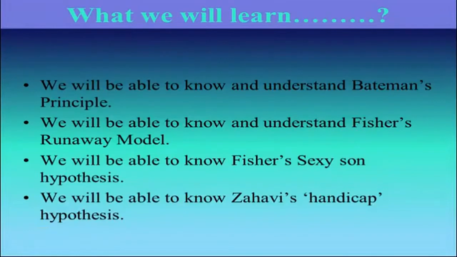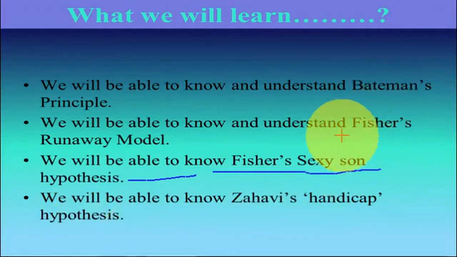In this lesson, what are we going to learn? We are going to learn Bateman's principle, which is one of the leading principles of mate selection. We are also going to learn Fisher's runaway model, and another hypothesis by Fisher called Fisher's sexy son hypothesis. We are also going to discuss Zahavi's handicap hypothesis. So all these four different principles and hypotheses we are going to discuss in this lesson.